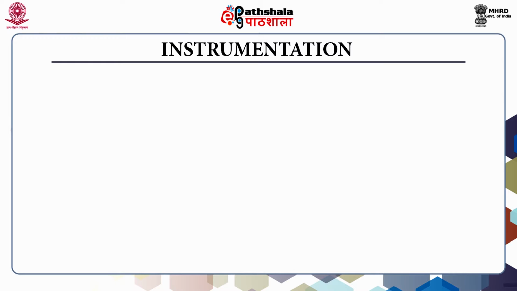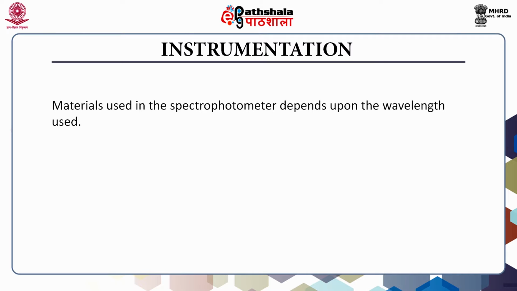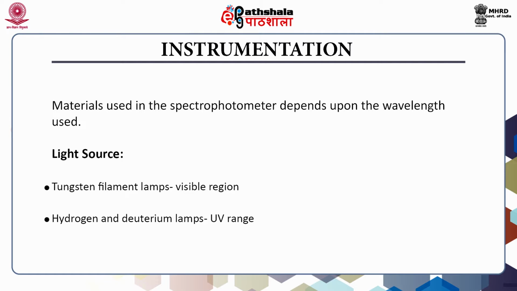Spectrophotometer covers the range of wavelengths in both the UV and visible region. Materials used in the spectrophotometer depend upon the wavelength used. Tungsten filament lamps are used in the visible region, and hydrogen and deuterium lamps are used in the UV range. In a UV visible spectrophotometer, both the lamps are switched on, covering the visible as well as the UV range, and it depends on the user which lamp to be used for which purpose. For this, a mechanical switch is available for directing the light along the optical axis.